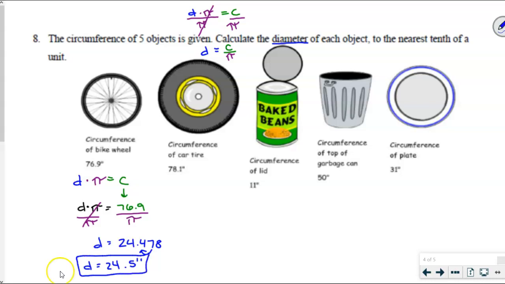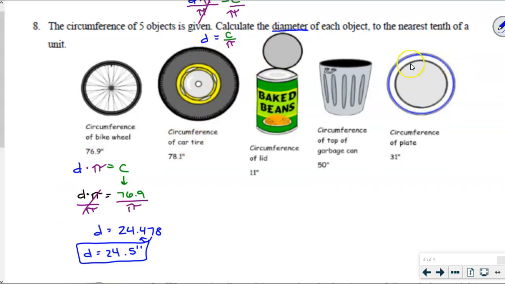Put that to practice with the next ones. Make sure you understand what we're doing. Each one of these, the circumference is given, and we are being asked to find the diameter. I'm going to pause the recording as students work ahead on the next set of problems. Ready, set, go.